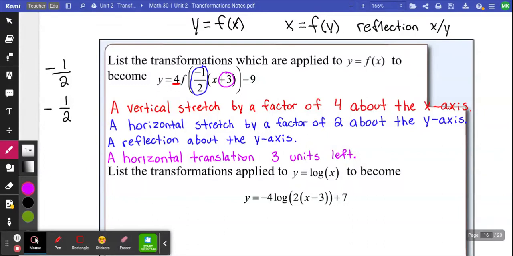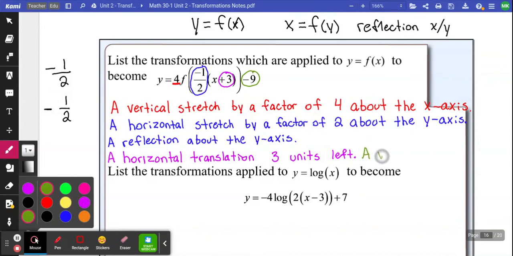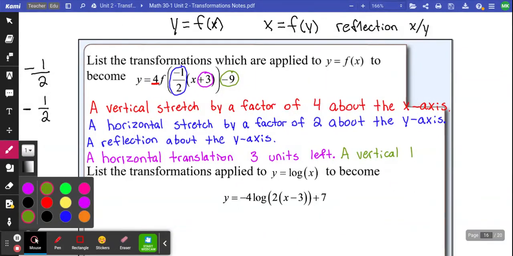The last one is this -9. That's a vertical translation. Nine units down.